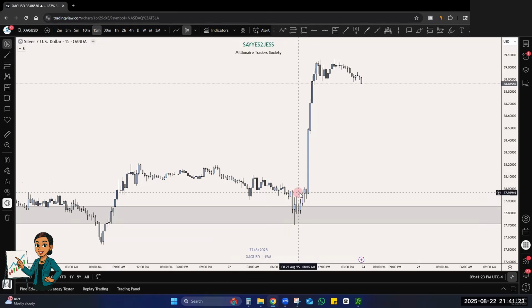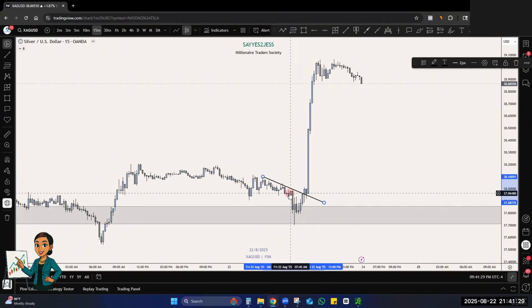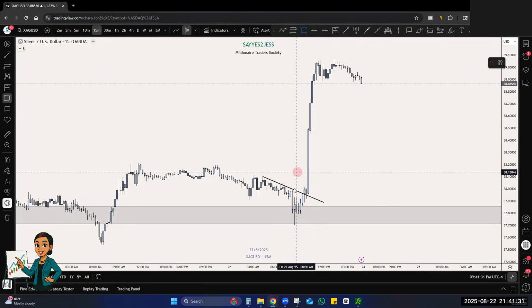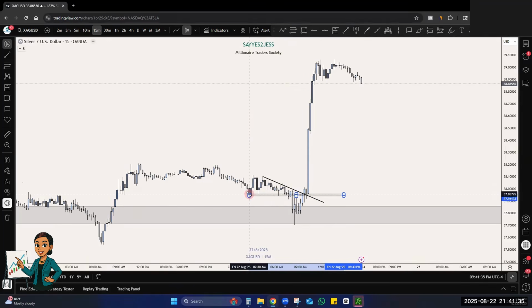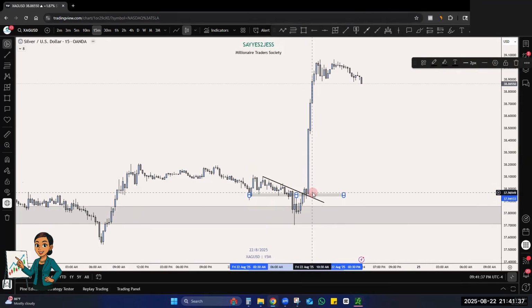You have right here some structure. You could have also drawn a trend line right here. Broken retest. Broken retested this area right here. You guys see that? Bam. Broken retest. Shot up. Hammer rejection. This is an easy FOMC.